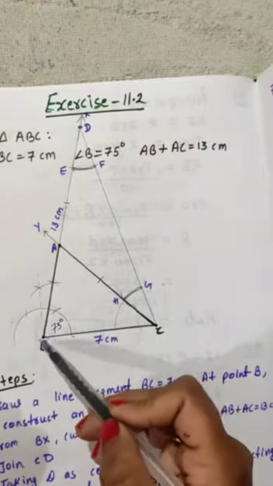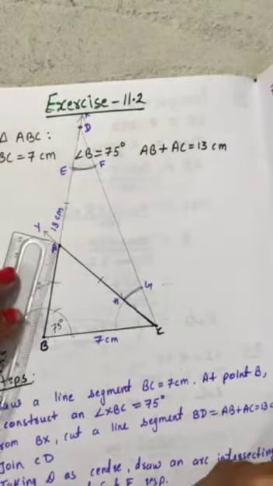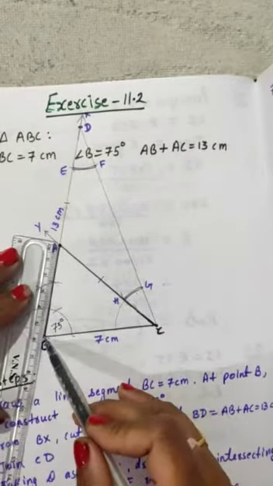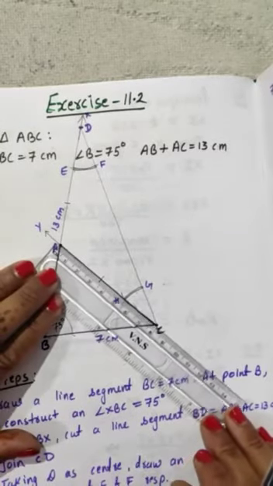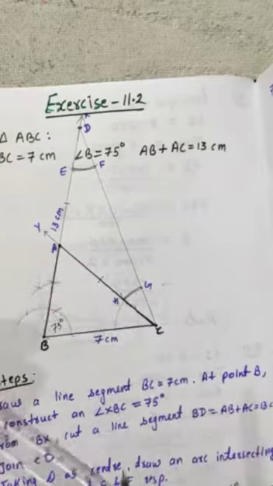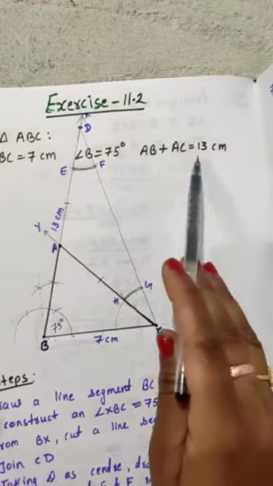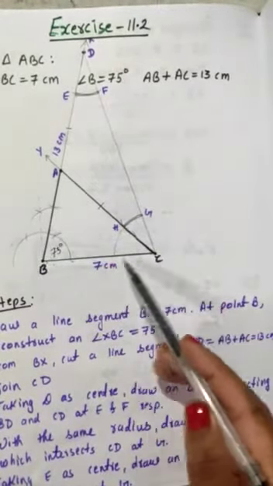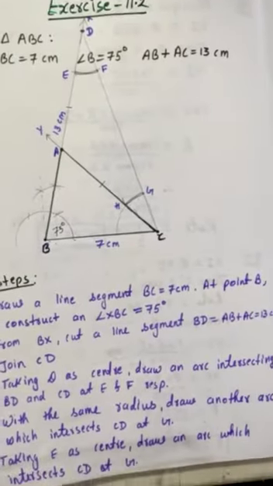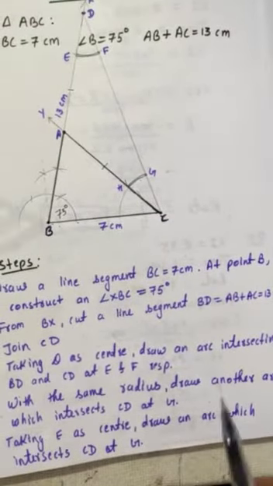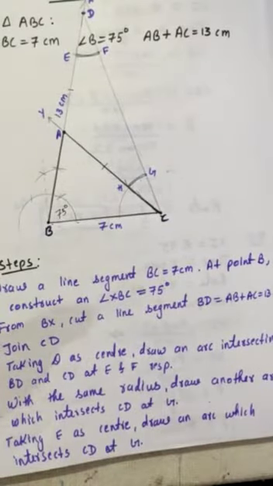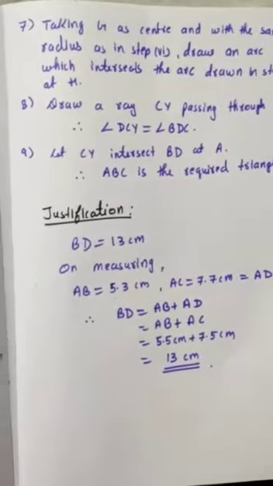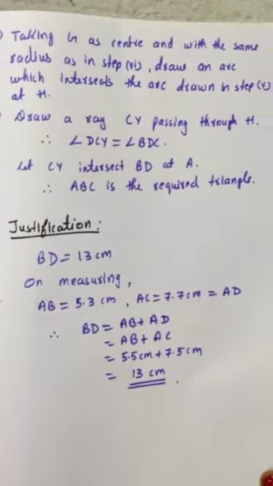Now how to verify? You will measure with the ruler how much AB is. In my construction AB is coming 5.5, and AC is coming 7.5, and 5.5 plus 7.5 will give me 13 centimeters. This way you have to construct, and you can highlight the final required triangle. You can see I have written the steps of construction. Whatever we have done, you have to write it stepwise, and after that we have done the verification also. All these are steps only, and at the end I have done the justification.